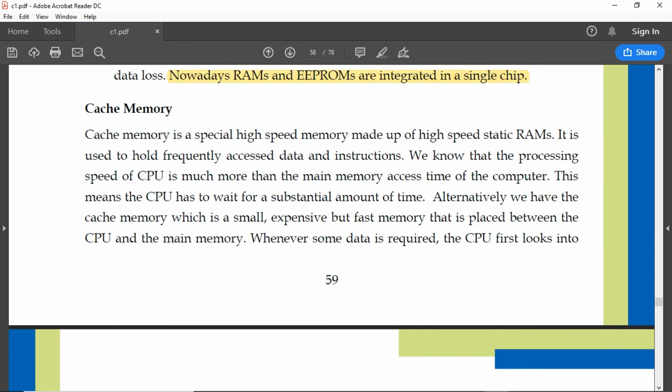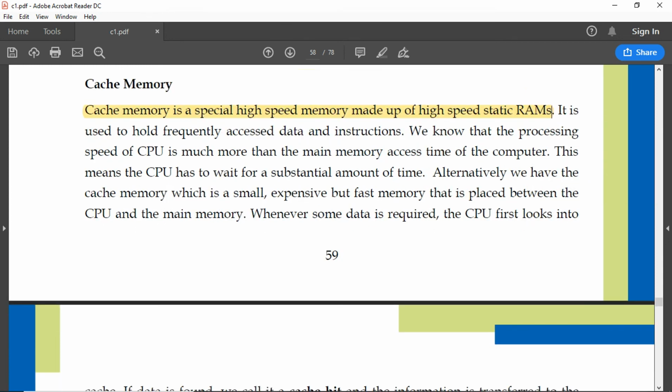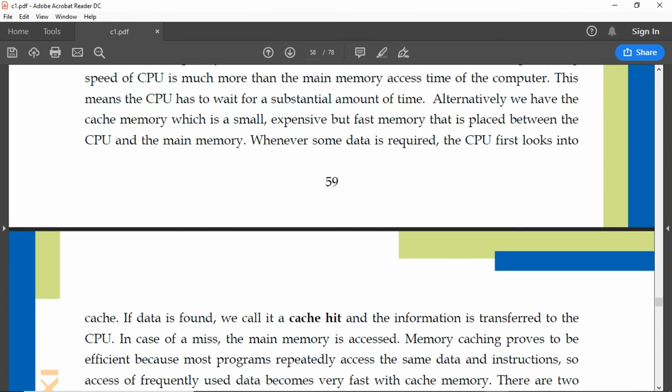Cache memory. Cache memory is a special high-speed memory made up of high-speed static RAMs. It is used to hold frequently accessed data and instructions. We know that the processing speed of the CPU is much more than the main memory access time of the computer. This means the CPU has to wait for a substantial amount of time.